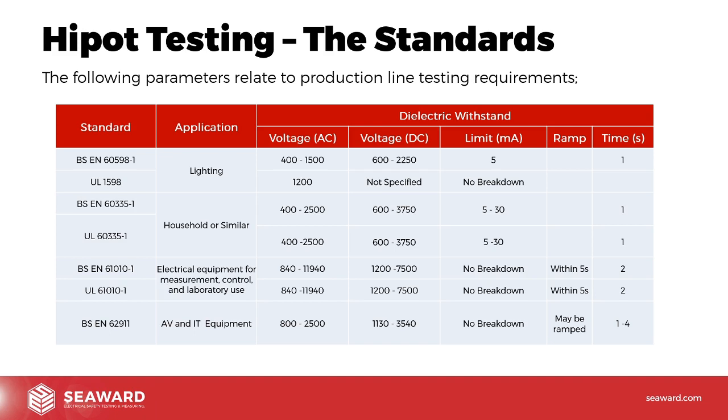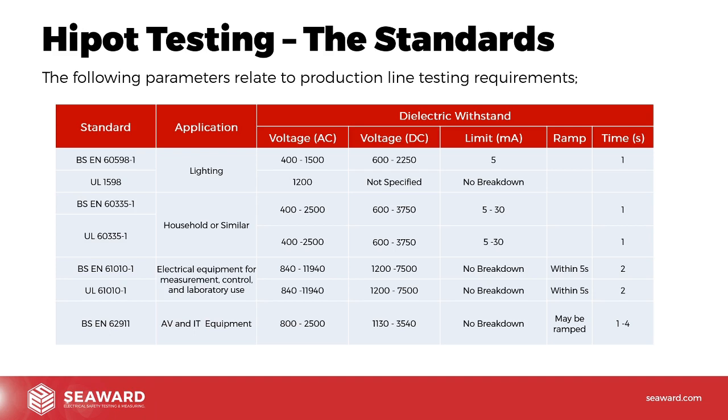Now the range, if we take an example of the household, 400 to 2,500 volts, what will differ there will be whether it's class 1, class 2, class 3, but also whether it's double insulated or earthed. So typically in the household environment, 60335, for a class 1 240 volt product, we'd be testing at around 1,000 volts. For a class 2 240 volt product, we'd be testing at 2,500 volts if we were performing an AC test. You can see some of the standards do offer a trip limit. So lighting, 5 milliamps, household equipment, 5, but can be raised to 30 milliamps. The others will say no breakdown.